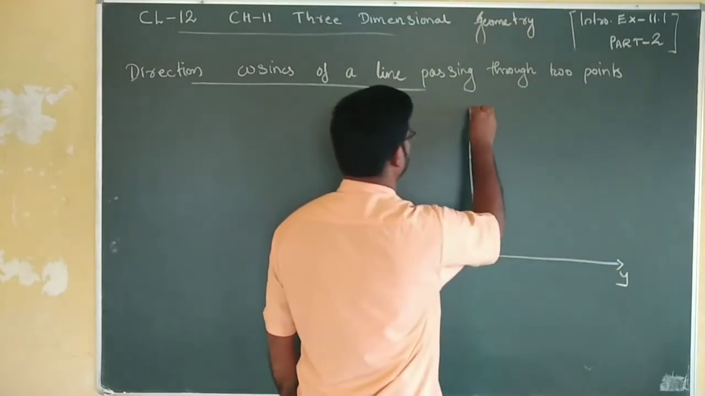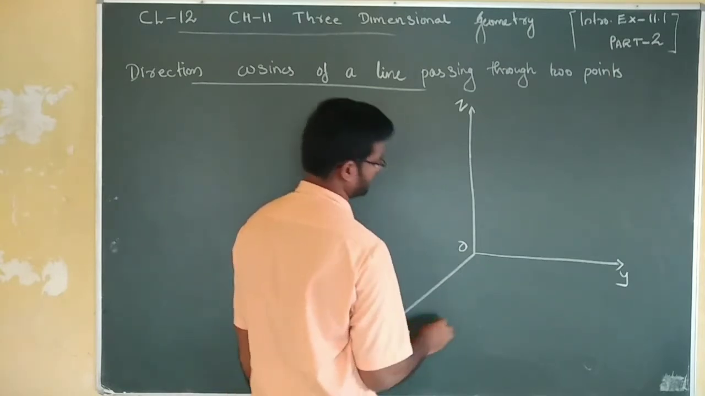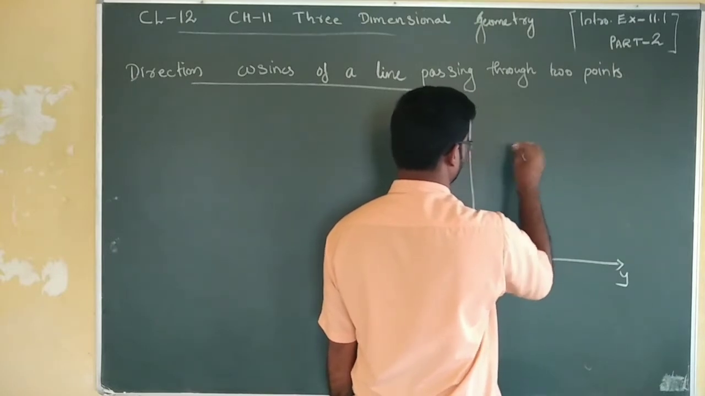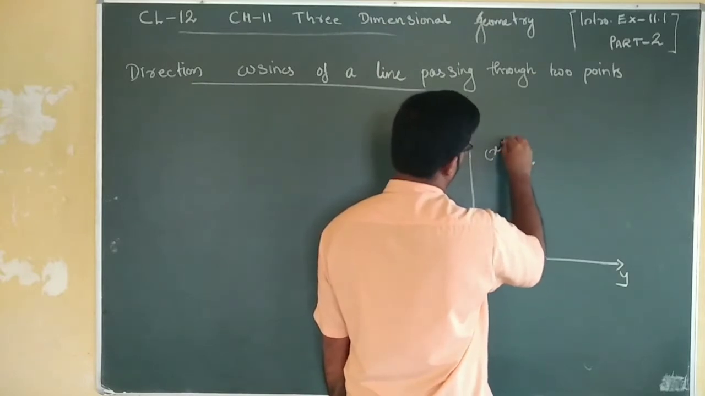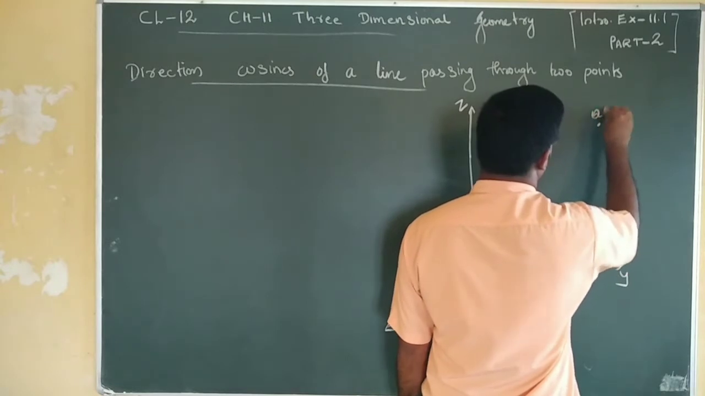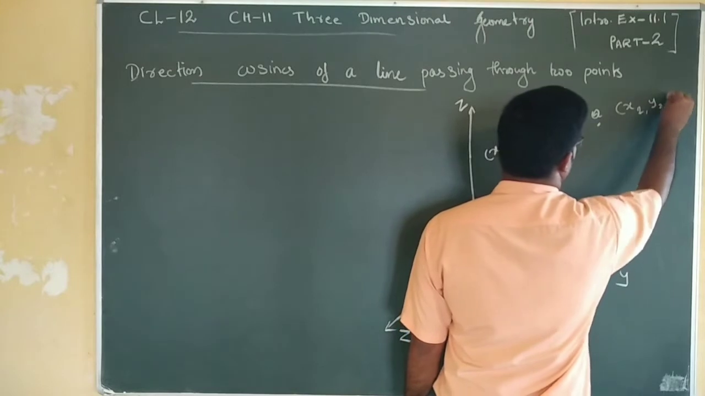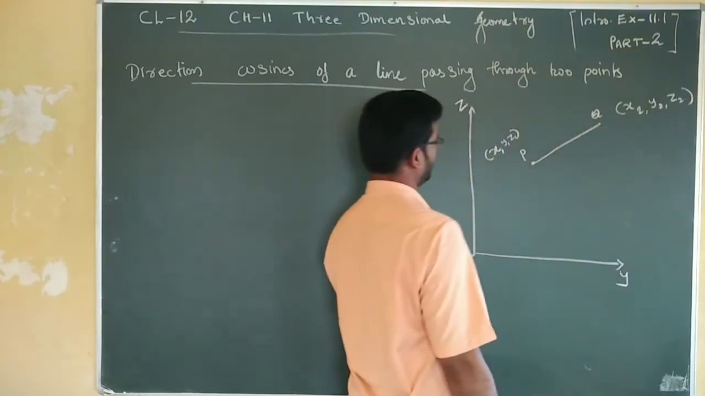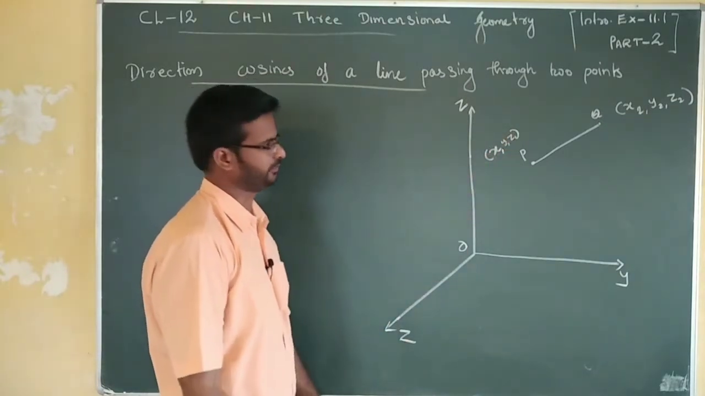It's y, z, origin, x. We'll consider 2 different points. First point is P. The coordinate of point P is x1, y1, z1. Then another point Q, the coordinate of point Q is x2, y2, z2. We have to find out direction cosines of this line PQ.